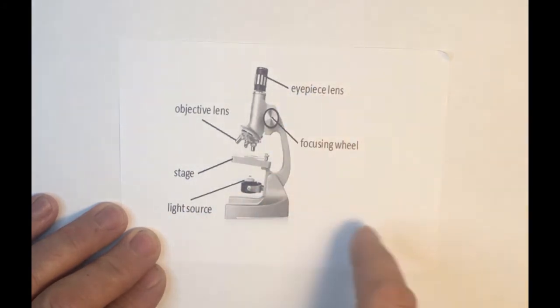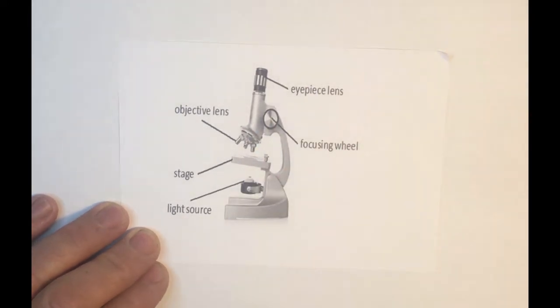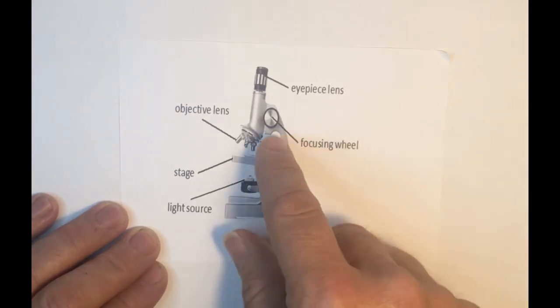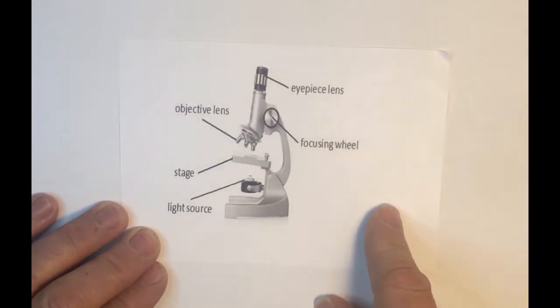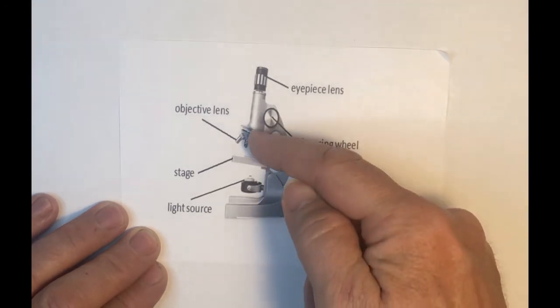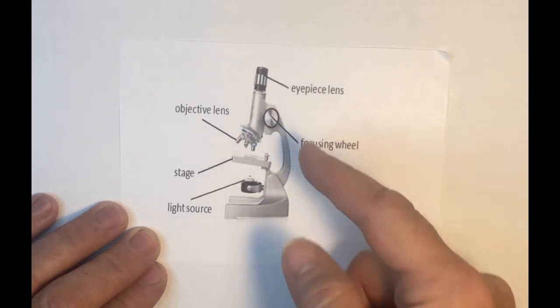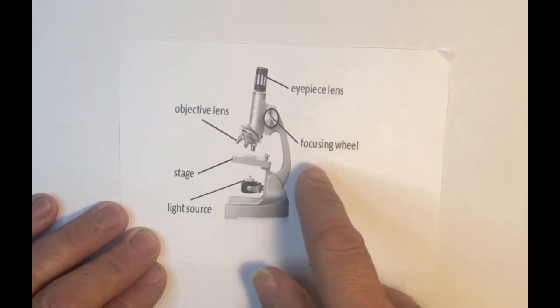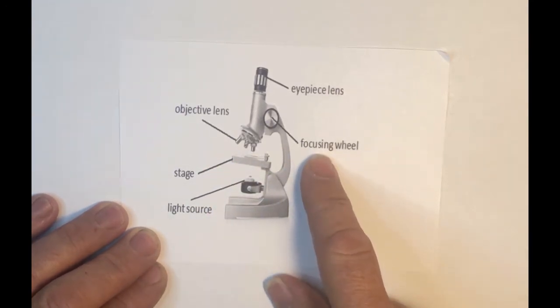The eyepiece lens is part of the magnification process, and it's usually times 10. The focusing wheel is a wheel on the side of the microscope that moves it up and down very, very slowly. It makes the image clearer, and once you get it to exactly the right point, it focuses, and the image is then clear.